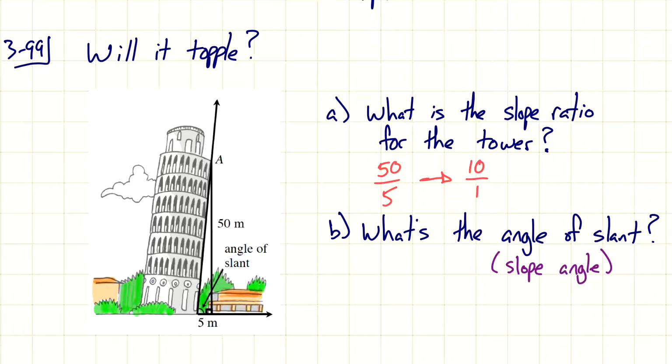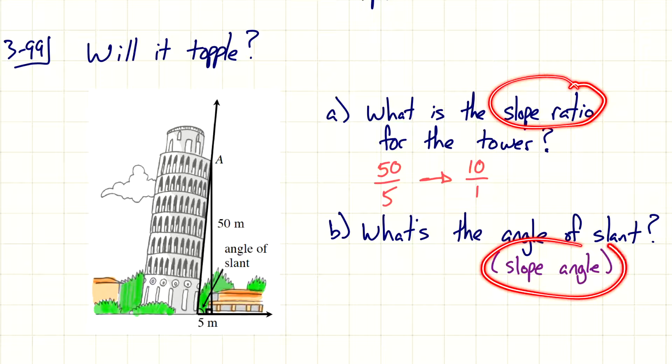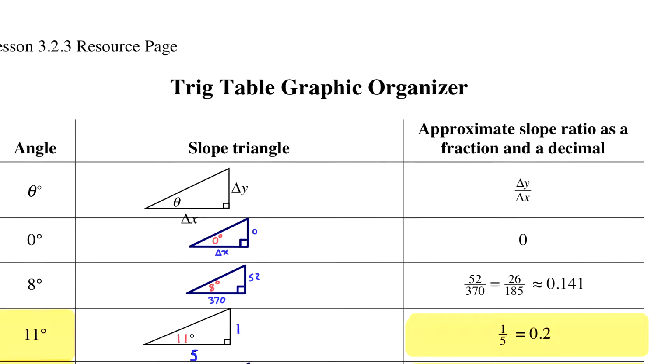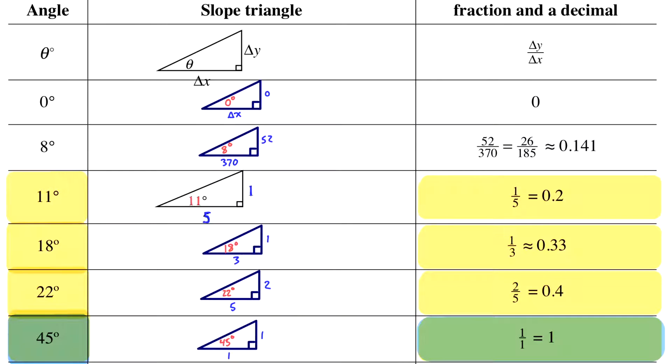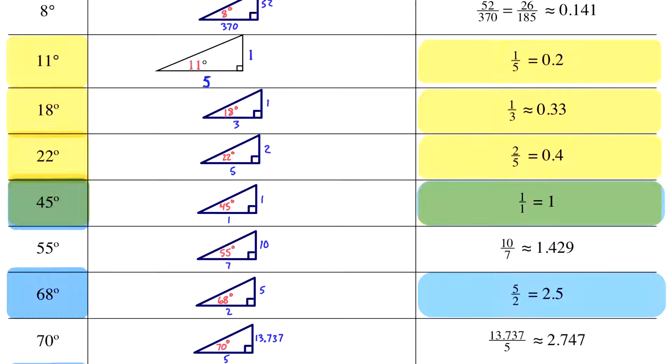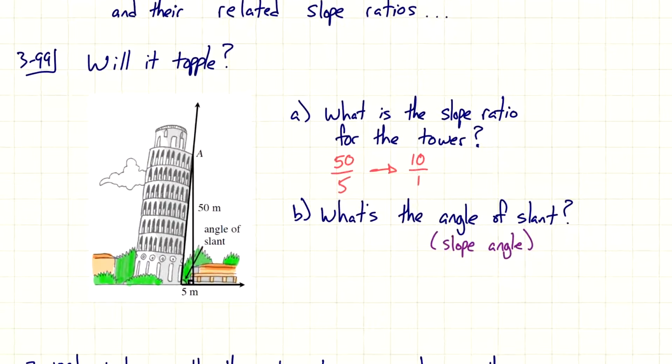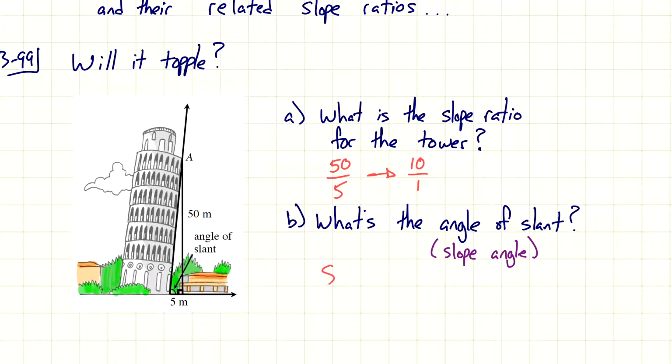Now the original question was, what's the angle of slant, or what's the slope angle? That was something that we did not know before. But now we have a way to take our slope ratio and figure out what our slope angle is, and that's what our trig table is for. So if you look at your trig table and you look for 10 over 1, what is the slope angle associated with that? If I jump to that trig table and look on the right side, there's a 10 over 7, 5 over 1, 10 over 1. So I see a 10 over 1 here at the bottom, and that is 84 degrees. So if I go back to this problem, the slope angle is going to be 84 degrees.